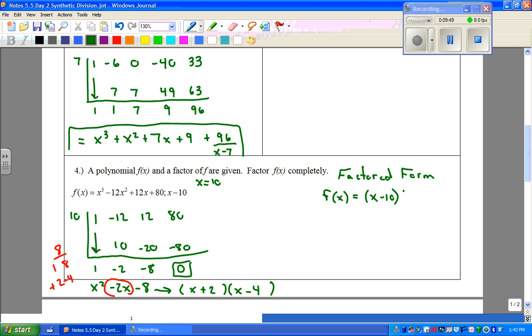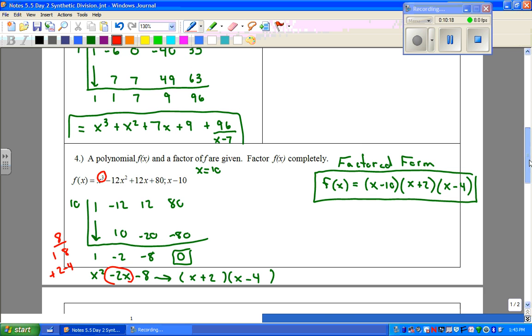So in factored form now, it's x minus 10, x plus 2, and x minus 4. So we factored this polynomial completely, and you'll see it broke into 3 separate factors, which makes sense because our leading exponent is 3, which means there's going to be 3 solutions or zeros. So this is factored form when you break it into all 3 of its factors.